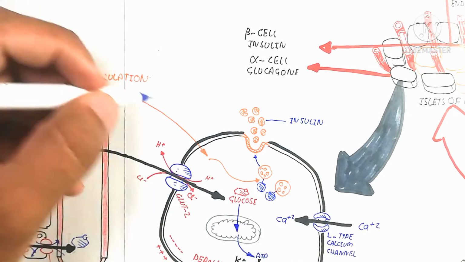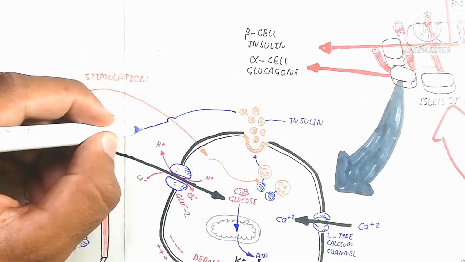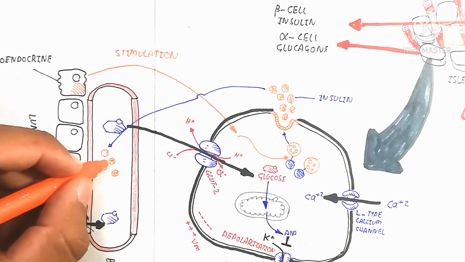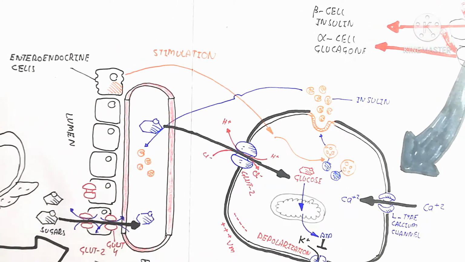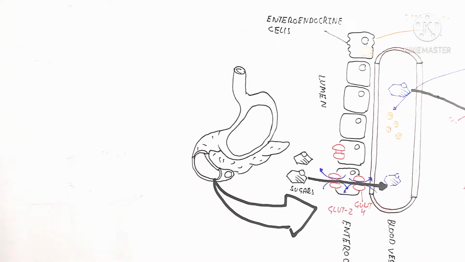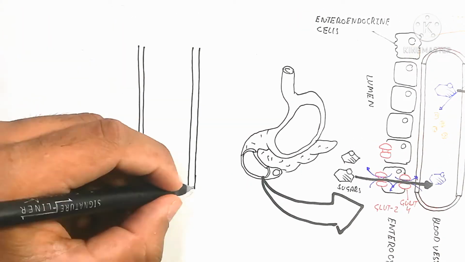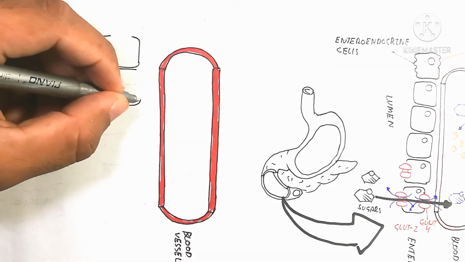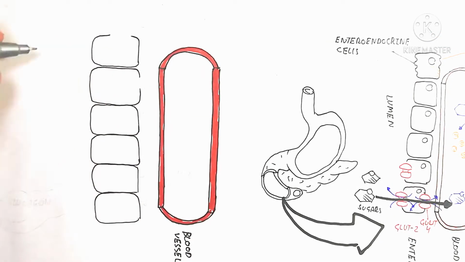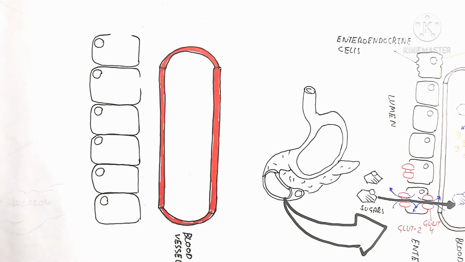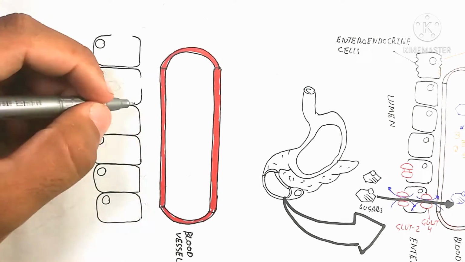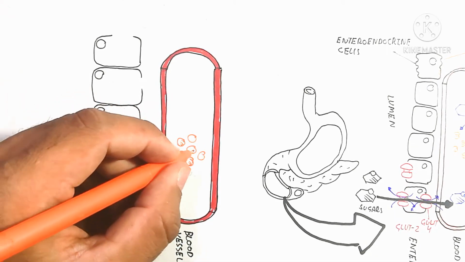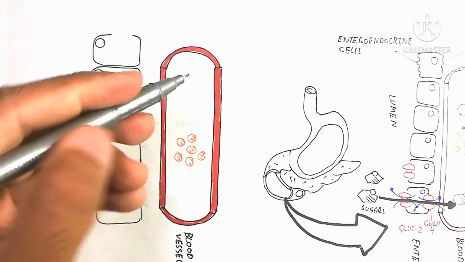So depolarization is the mechanism to increase the calcium, and that calcium allows the insulin to move outside, known as exocytosis, and that exocytosis goes into the blood vessel to increase the insulin. When insulin increases, it is important to know that the enteroendocrine cells also stimulate the exocytosis of insulin. In the next video we will discuss the details. Here is just the overview.